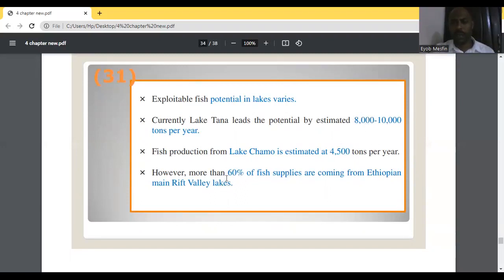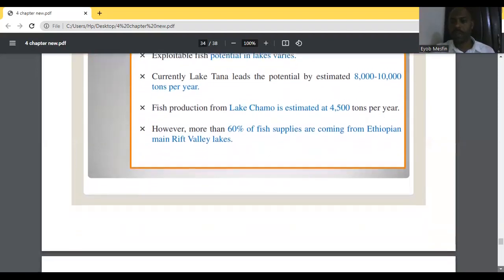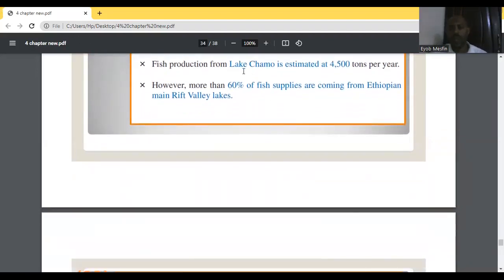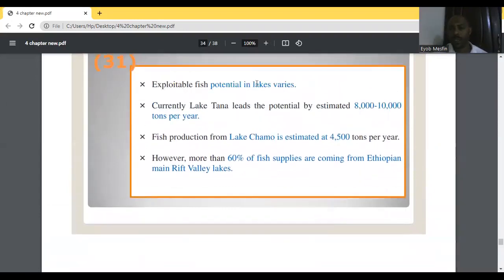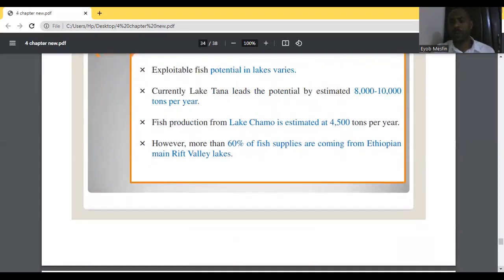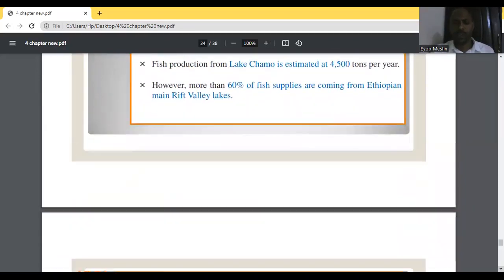However, more than 60% of the fish currently supplied is coming from the Ethiopian main Rift Valley lakes. As I told you, even though Abaya, Tana, and Chamo have a good potential to produce fish, other small lakes are starting to produce fish. Lake Ziway, Lake Hawassa, and also Chamo and other lakes are starting to produce fish for local consumption.